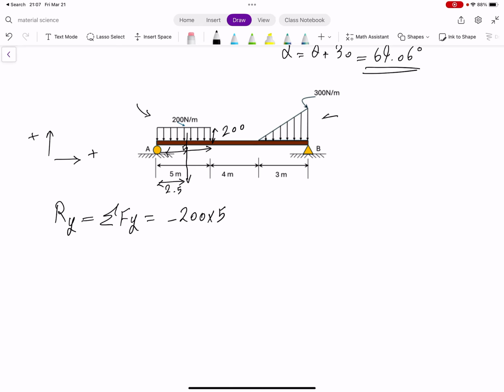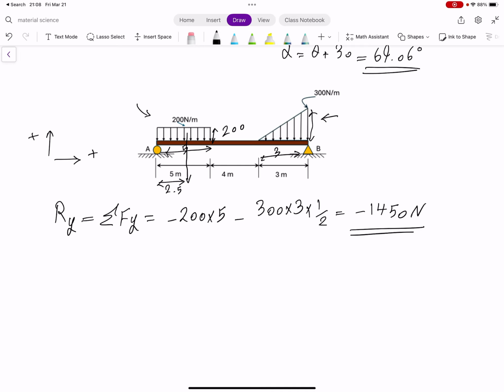How about this triangle? Again, you need to calculate the area. So this portion is 300, and this portion is 3 meter. So minus, because it's going to be down, 300 times 3 meter. Again, it is a triangle, so you have to multiply it by half. So that is going to be 1.5. So this is 1000, this is 450. Total will be 1450 Newton, right? This is the result.